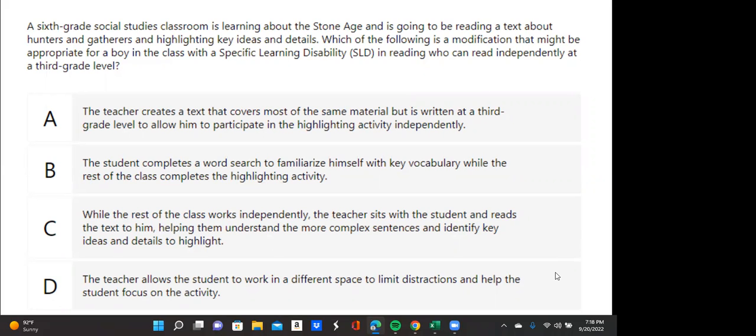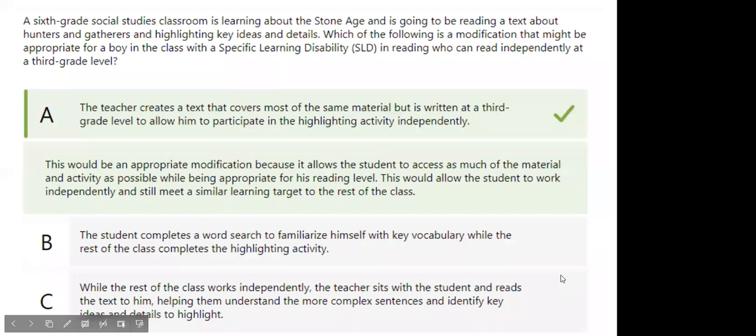All right, hopefully you've chosen the correct answer, which was A. This would be an appropriate modification because it allows the student to access as much of the material and activity as possible while being appropriate for his reading level. This would allow the student to work independently and still meet a similar learning target to the rest of the class. Remember, we do not want to embarrass our students.